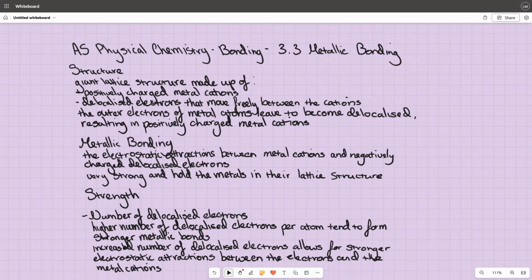Hi, today I'm going to be teaching AS Physical Chemistry. I'm doing the AQA specification, and today I'm doing bonding. I'm doing 3.3, which is metallic bonding.